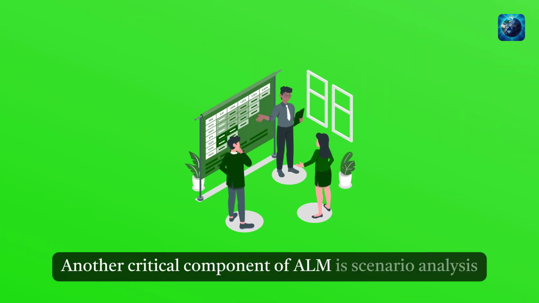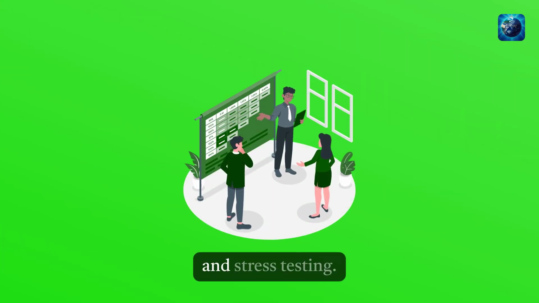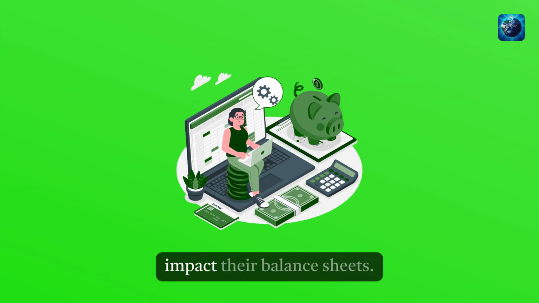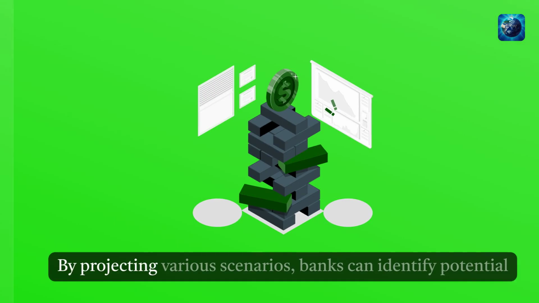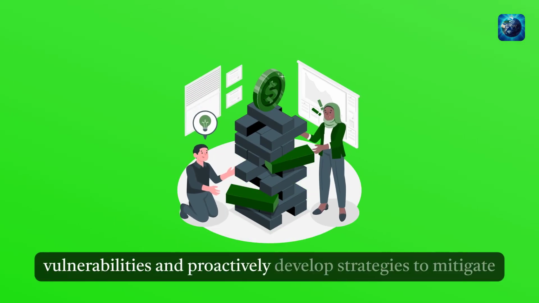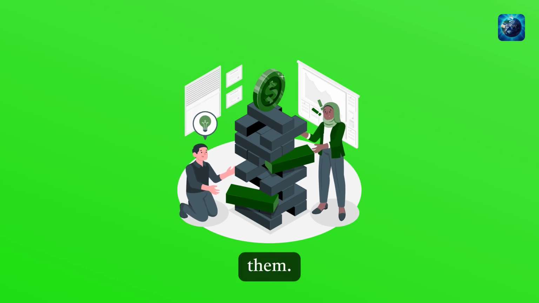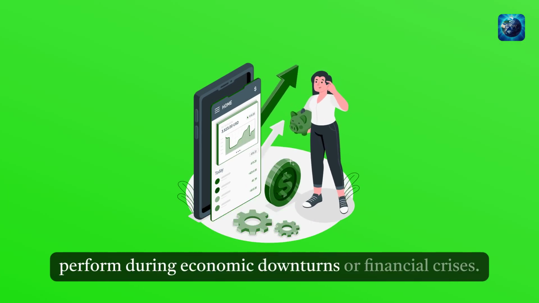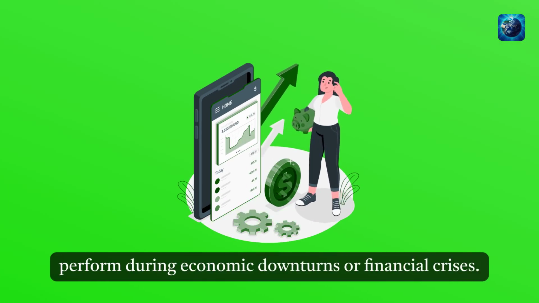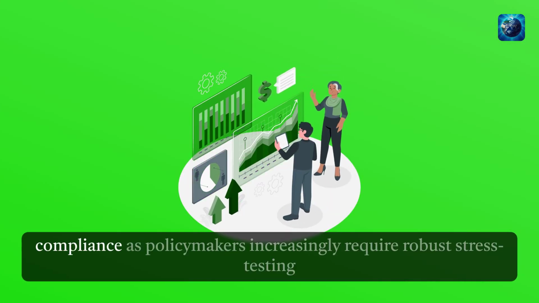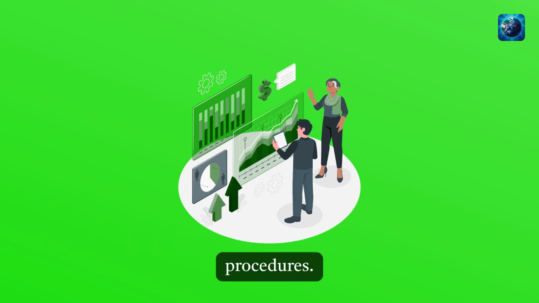Scenario analysis and stress testing. Another critical component of ALM is scenario analysis and stress testing. Banks often analyze how different economic conditions could impact their balance sheets. By projecting various scenarios, banks can identify potential vulnerabilities and proactively develop strategies to mitigate them. Stress testing helps banks understand how they would perform during economic downturns or financial crises. This fortifies the institution's resilience and supports regulatory compliance as policymakers increasingly require robust stress testing procedures.